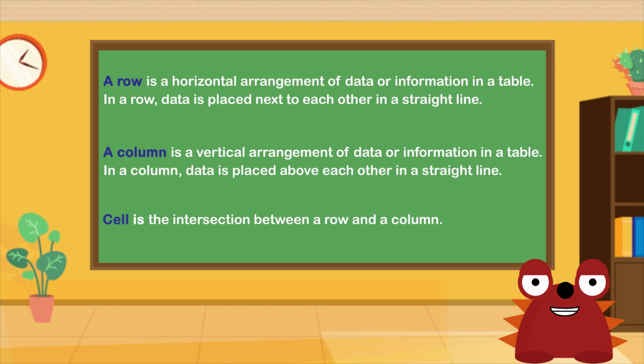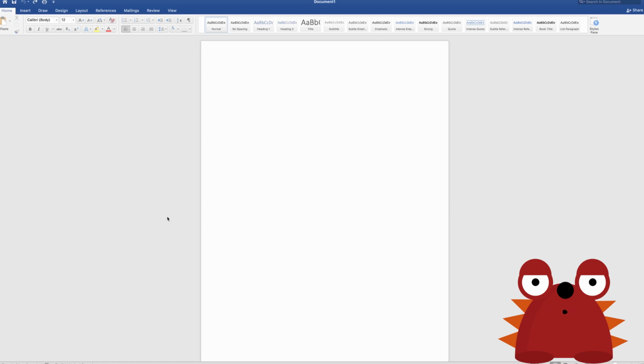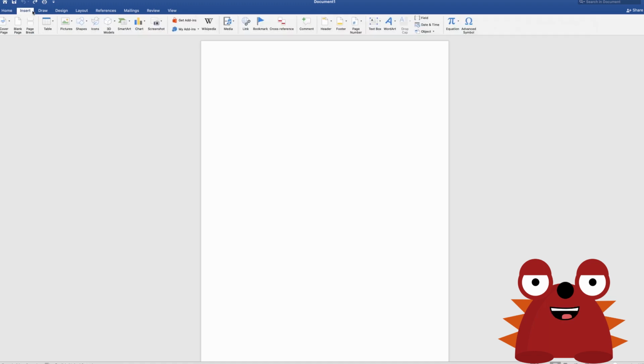Let's start learning about creating a table now. We will start by placing the cursor where we want to create a table in the document. Next, select the Insert tab. Then, click the drop-down arrow below the Table option. Now, click the Insert Table option.